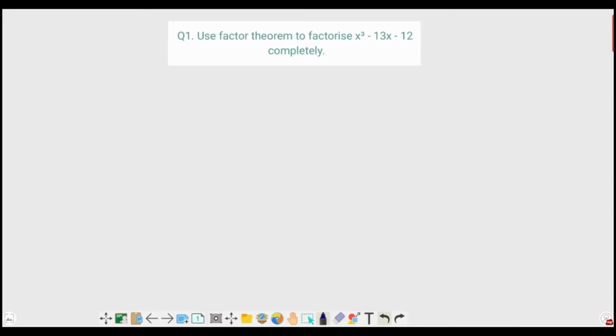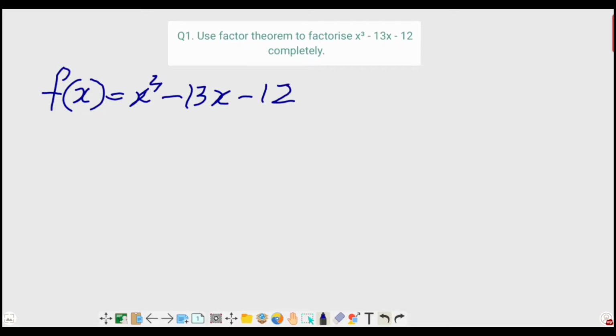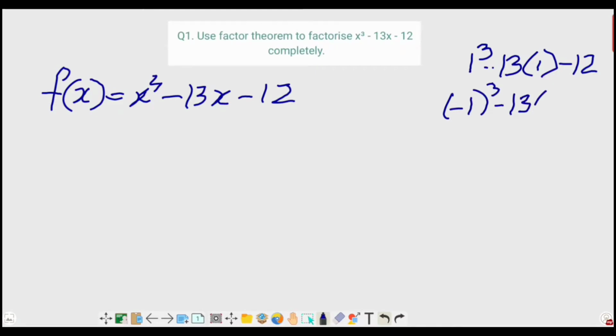Now students, let's solve the sum. Use the factor theorem to factorize the polynomial completely. First of all, our polynomial is x cube minus 13x minus 12. Now the binomial is not given. You have to decide by yourself. If I substitute the value of x as 1, this won't give me 0. So when I try for minus 1, you can do this part in the rough work, I will get 0.